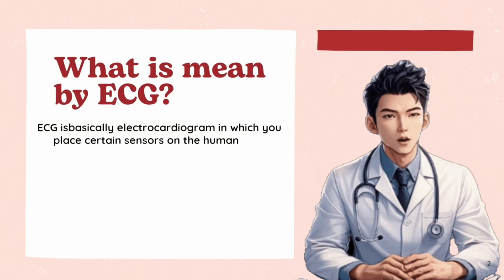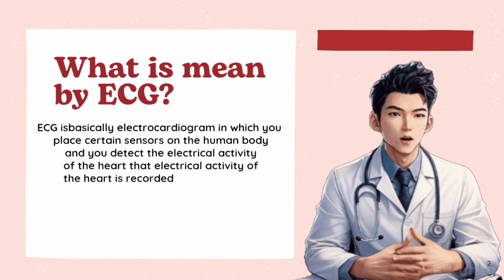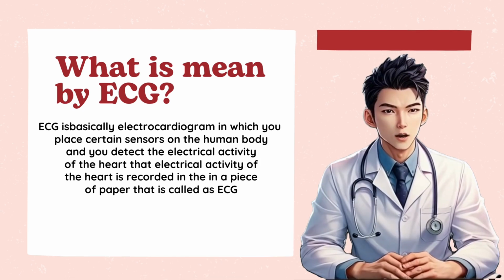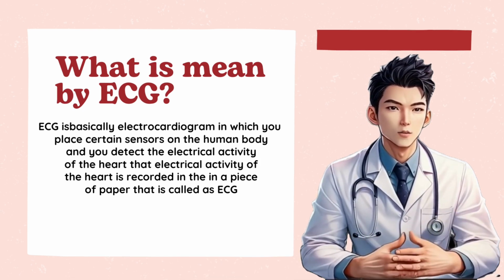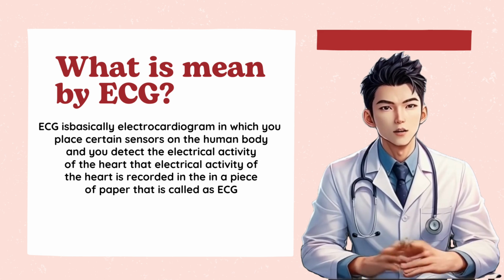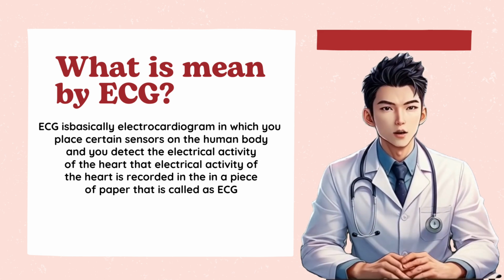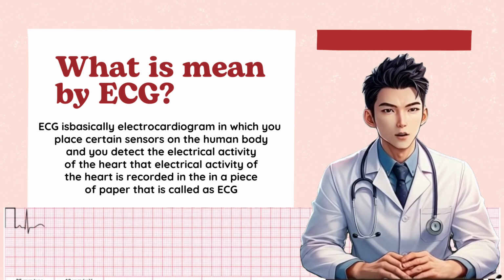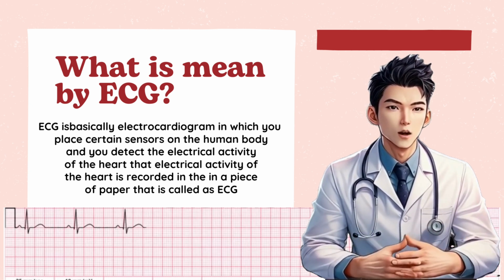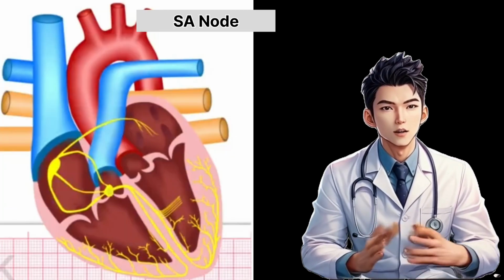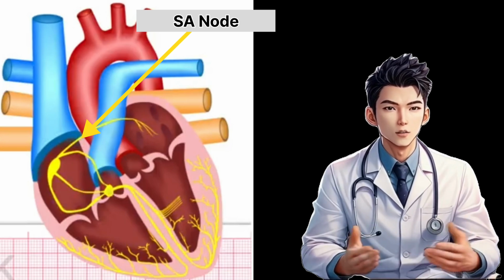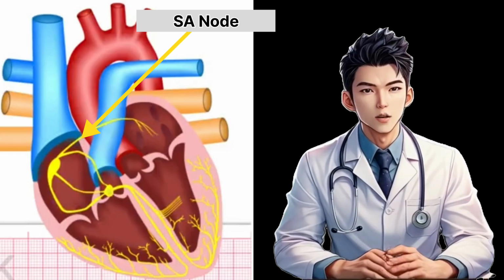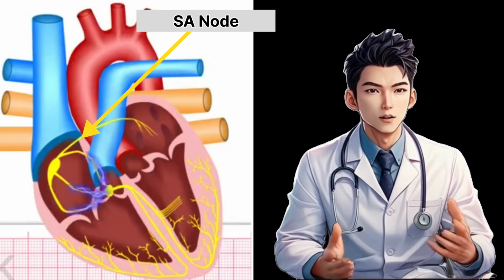First of all, what is the ECG? ECG is basically electrocardiogram, in which you place certain sensors on the human body and you detect the electrical activity of the heart. That electrical activity of the heart is recorded on a piece of paper that is called an ECG.